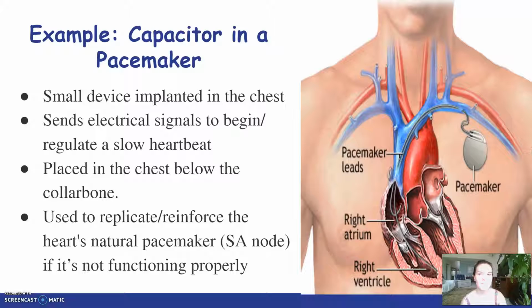And then we have capacitors and a pacemaker. Well, pacemakers are usually a small device implanted in the chest, and it's used to send electrical signals to begin, or even stop, start, regulate a slow heartbeat. You obviously don't want to stop the heartbeat, but in general, if you have a high heart rate, you want to slow it down. If you have a slow heart, you want to pick it back up. It is placed in the chest right below the collarbone, and is used to replicate and reinforce the heart's natural pacemaker, or the SA node, when it's not functioning properly.